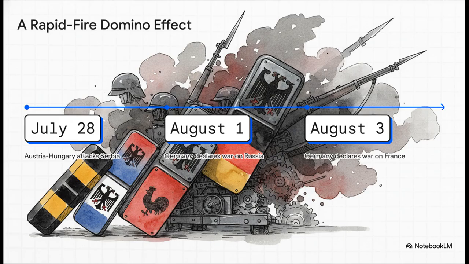July 28th, Austria-Hungary attacks Serbia, thinking it's going to be a short, localized war. But wait, Russia steps in to protect the Serbs. Then Germany, backing Austria-Hungary, declares war on Russia on August 1st, and just 2 days later, they declare war on France. It looks like this unstoppable machine of war has just been switched on. But here's the catch. Was it really a machine?